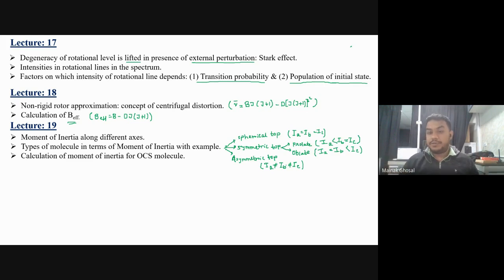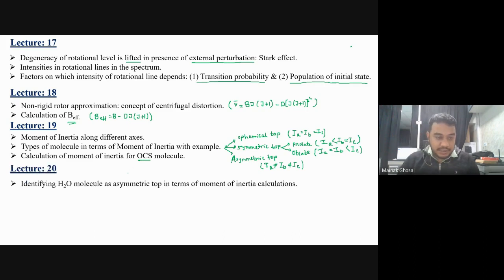And the other possibility is that Ia is not equal to Ib, which is not equal to Ic. This is known as asymmetric top molecule. The normal water molecule comes under this category. Water, hydrogen peroxide, this kind of molecule comes in this category. Then there was a discussion on the OCS molecule, where it was calculated what the moment of inertia should be. It was very clearly discussed by Professor Sayan Bakshi.